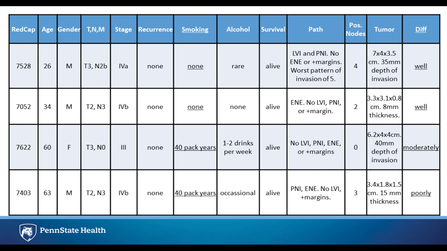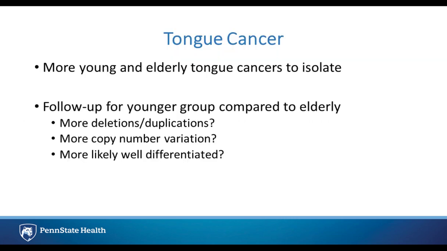The other difference that stands out, at least at this stage, is that the differentiation of these cancers for the young patients is a bit more well differentiated. In comparison for the older patients, it's more moderate or poorly differentiated. In the future, I'd like to pursue this with some more patients and see if these trends hold up and what other patterns we can identify.